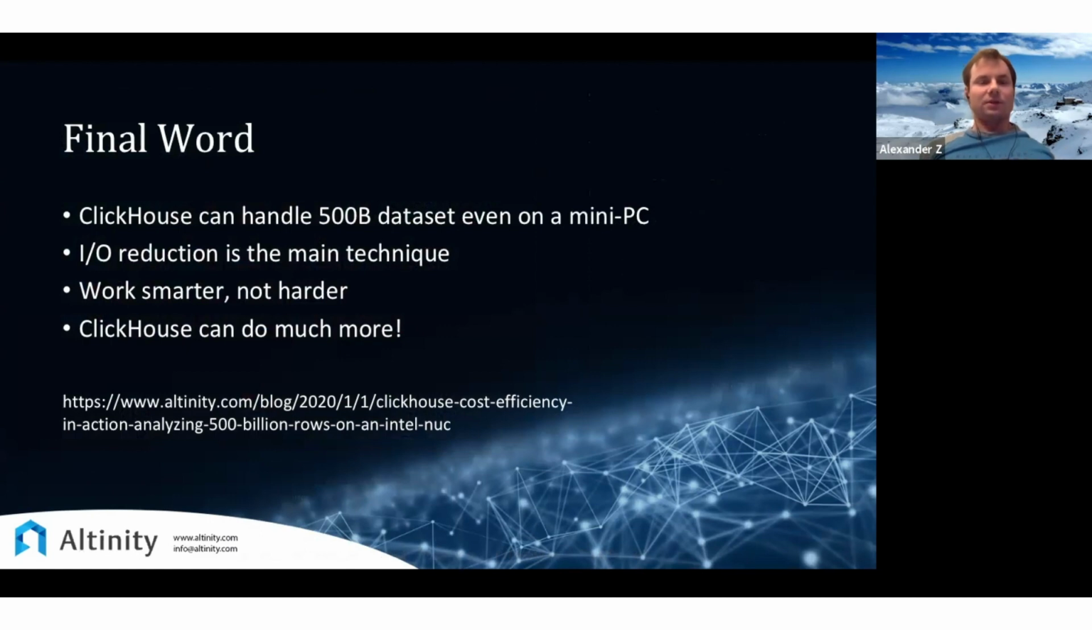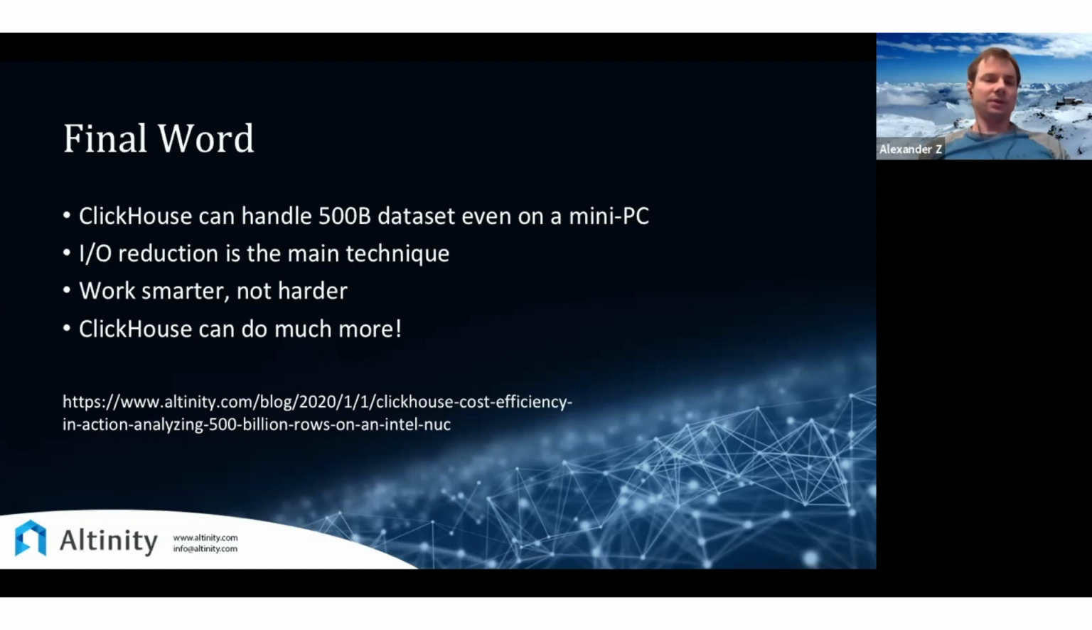So what is the result of this exercise? It's very simple. ClickHouse can handle a 5 billion row data set even on a mini PC, which I can say is junk hardware. It's good hardware, but very small compared to the servers we typically use. And the main technique to get decent performance is I/O reduction.